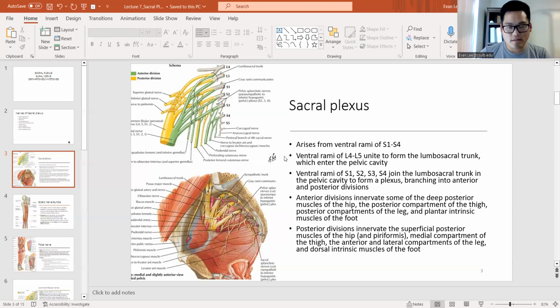So when you look at the sacral plexus, keep in mind that you have all the way up from L4 and then all the way down to S4 down here. S5, we don't really look at too much. It's not a major root. These are the major roots.